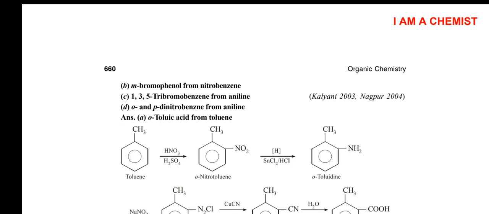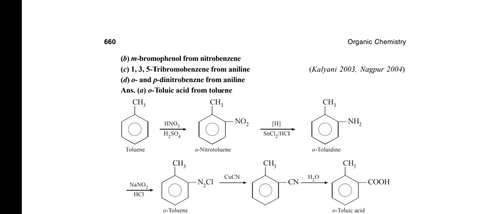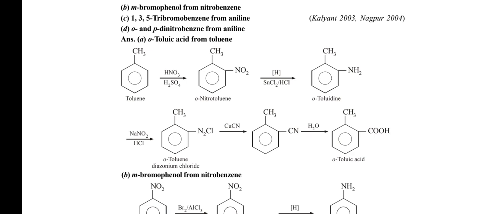Toluene reacts with HNO3 in the presence of H2SO4 and changes into o-nitrotoluene. Then reduction occurs in the presence of SnCl2/HCl. Then orthotoluidine is formed. Further, it reacts with NaNO2 and HCl to form orthotoluene diazonium chloride, and the reaction with CuCN gives CH3C6H4CN, or further, with reaction with H2O, or we can say by hydrolysis, o-toluic acid is formed.